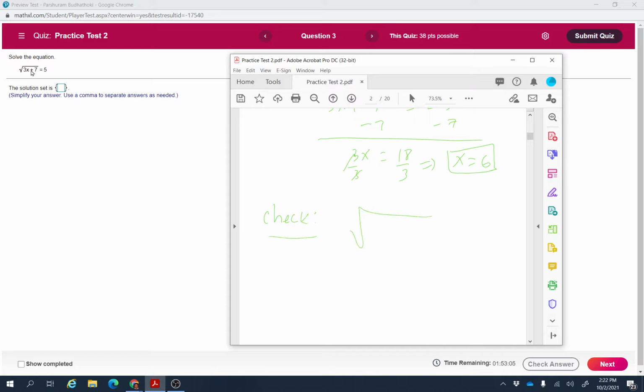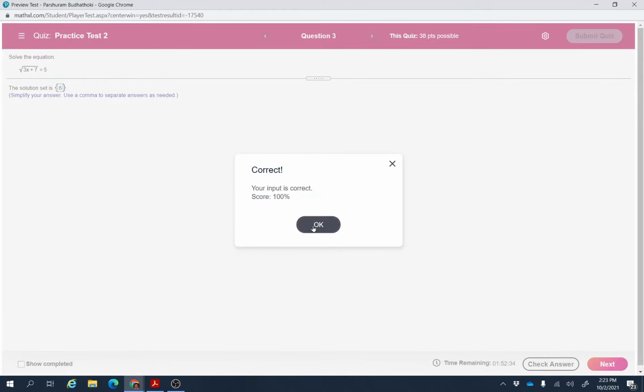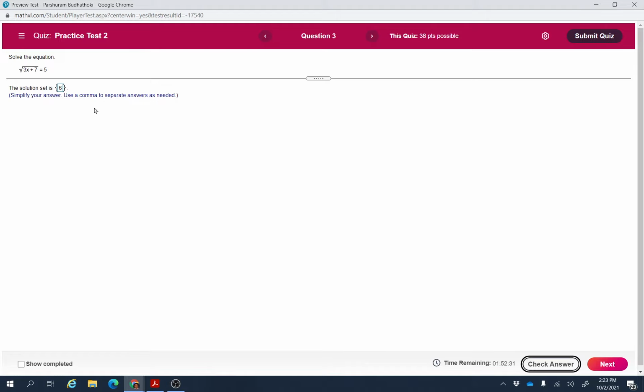So plug that value of x equals 6 in the given equation, and let's see if that will be a true statement. 3 times x, this x can be replaced by 6. So 3 times 6 is 18, 18 plus 7 is 25, and then the square root of 25 is 5. 5 equals 5. That's a true statement. So that means this is the right solution. So 6 is the right solution for this one. This is a very important thing when you are solving a radical equation: you always have to check your final solution.